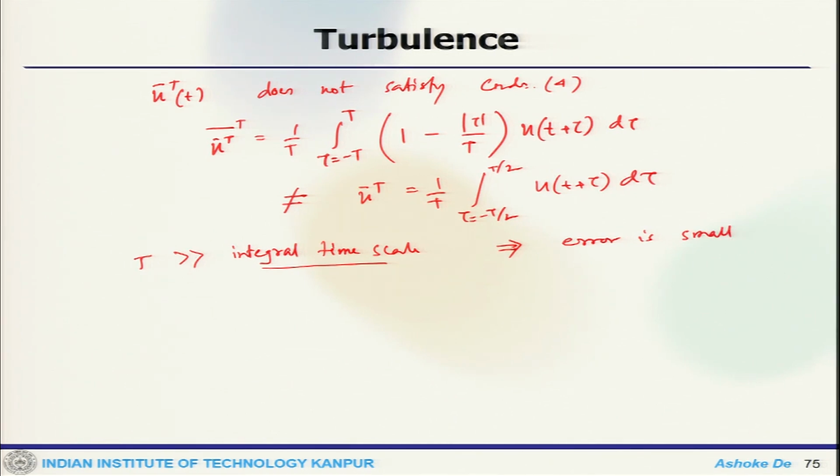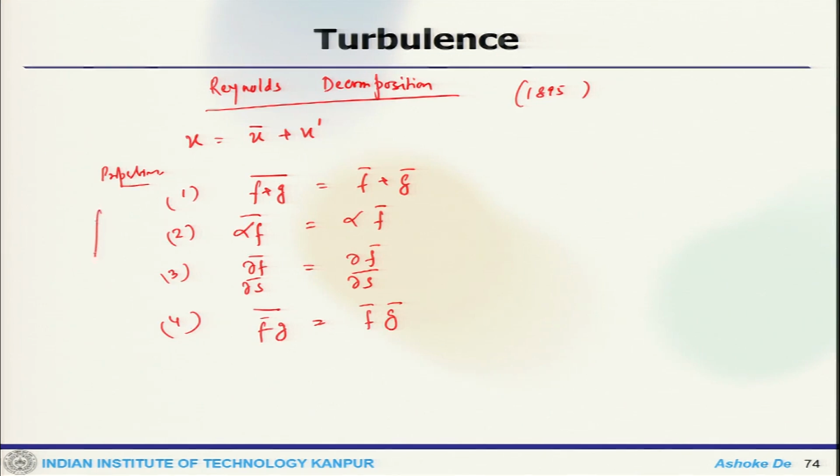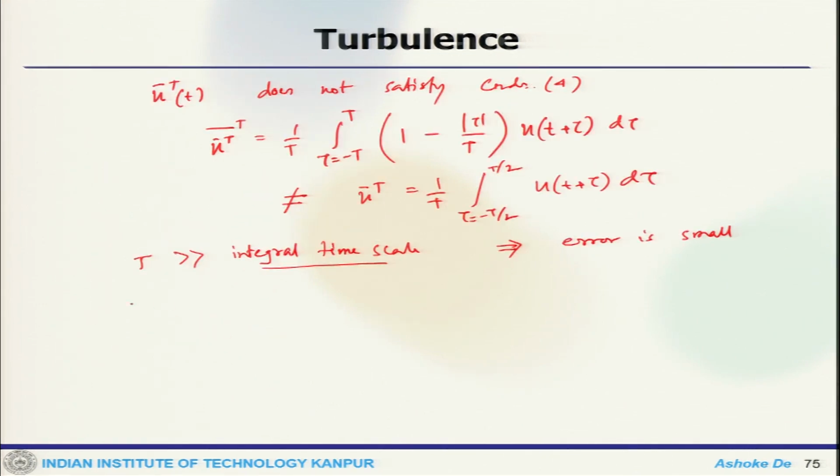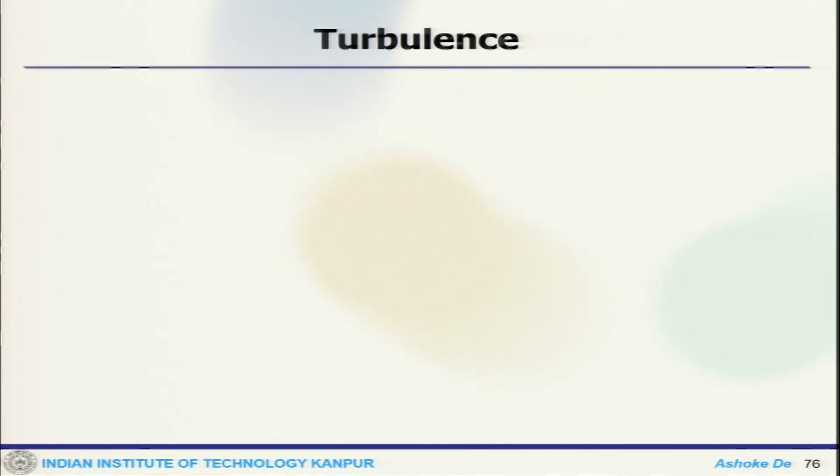Now, at the same time, if you look at ensemble averaging, it does satisfy all these properties. So, this is what we write for ensemble averaging: 1 by n, sum over alpha from 1 to n. So, that satisfies all the conditions. Now, we can get the Reynolds averaged equation for mean flow.